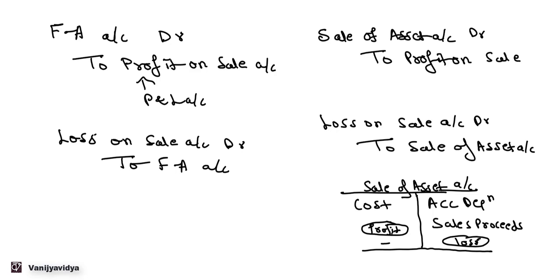So this was about the way in which you can record the accounting entries for depreciation and other related accounting entries whenever there is a sale of an asset. And there are two methods. One is you can directly charge it to fixed asset, or we can maintain a separate account for accumulated depreciation or provision for depreciation.